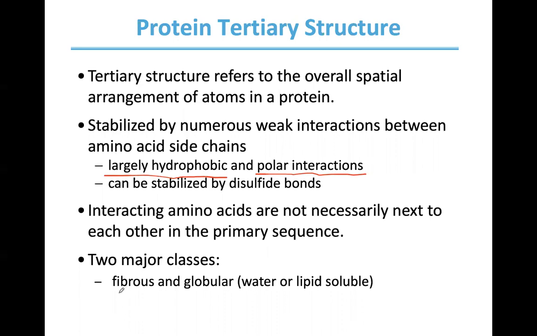And so there are two major classes of such proteins. We'll talk about fibrous and we'll talk about globular. Okay. So we will see that primarily the fibrous proteins are primarily evolved for strength.